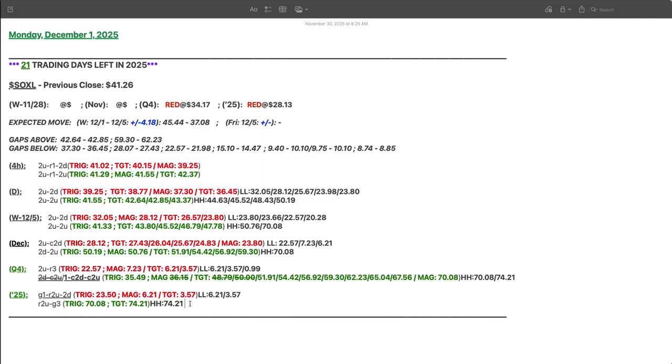So there you have it, the triggers and targets for everything from a scalping perspective all the way up through the 1-year chart. Tried to jam in as much information as possible without taking up too much of your time.